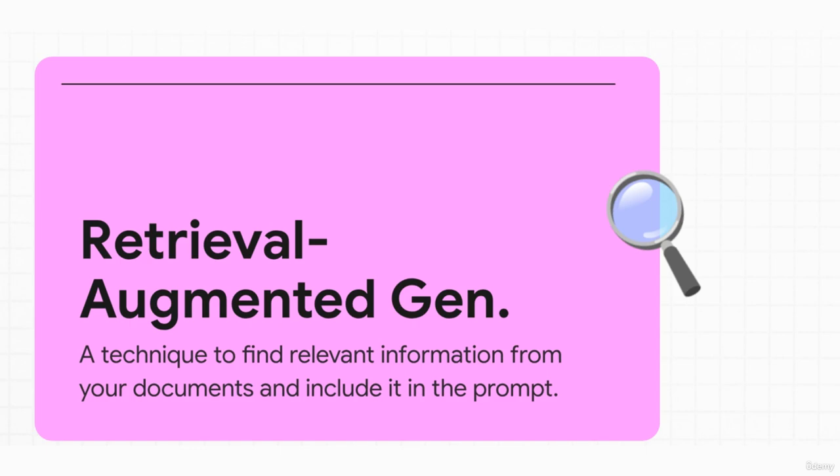When you ask a question, it first searches through all your documents to find just the most relevant paragraphs or snippets. Then, it takes only those key pieces of info and adds them to the prompt. This grounds the LLM, focusing its attention on your specific data to help it generate a much more accurate answer.